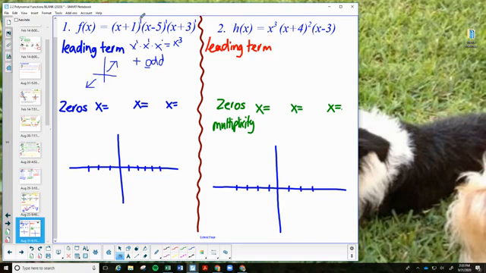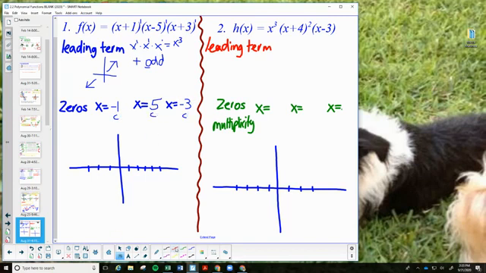This one's very boring because all of my zeros have got multiplicity of 1. So they're all going to cut across. This gives me the 0 at x is -1. This one gives me the 0 at x is 5. This one gives me the 0 at x is -3. And they're all very, very boring. I'm just going to cut across at each of them.